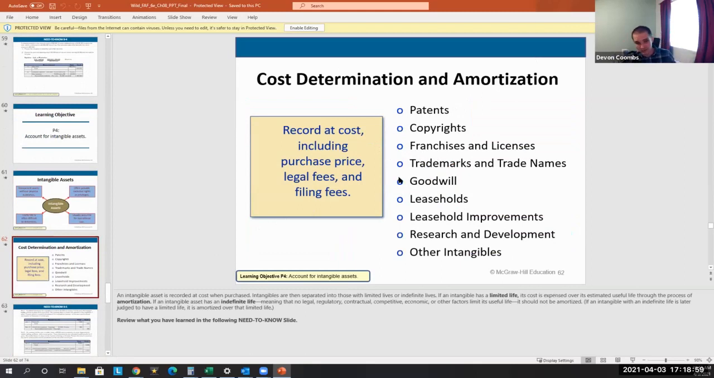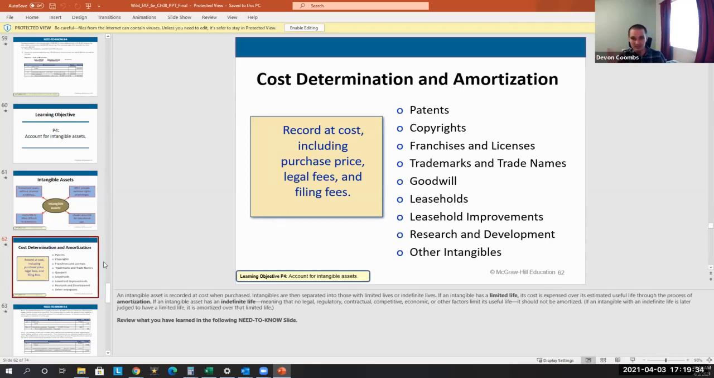This goodwill concept is interesting. If you acquire a business, you acquire all of the employees and all of the value of those employees and other intangible benefits. So if you pay over the net asset value of the business, you get goodwill. Other examples are improvements for leases, research and development costs, and other intangibles. Whenever we're determining these intangible rights, we record them at cost, which includes the purchase price, any legal fees for transferring the asset, and any filing fees.